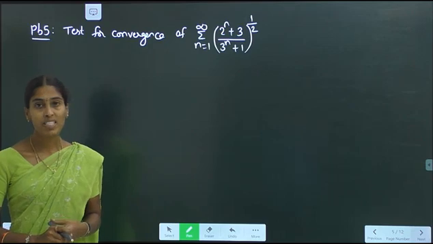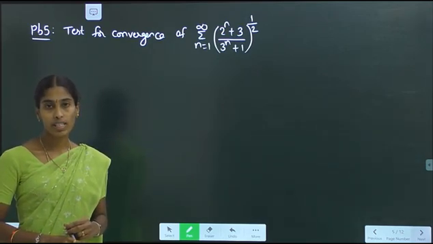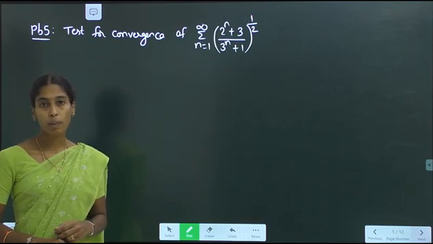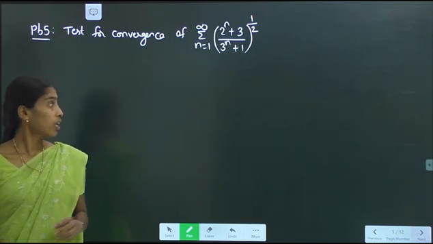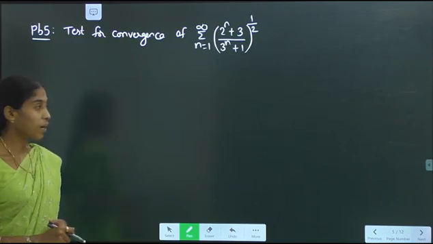Hi students, in the previous class we discussed the test for convergence of the given series using the limit form of comparison test and p-test. Now we will see some more problems on the limit form of comparison test.